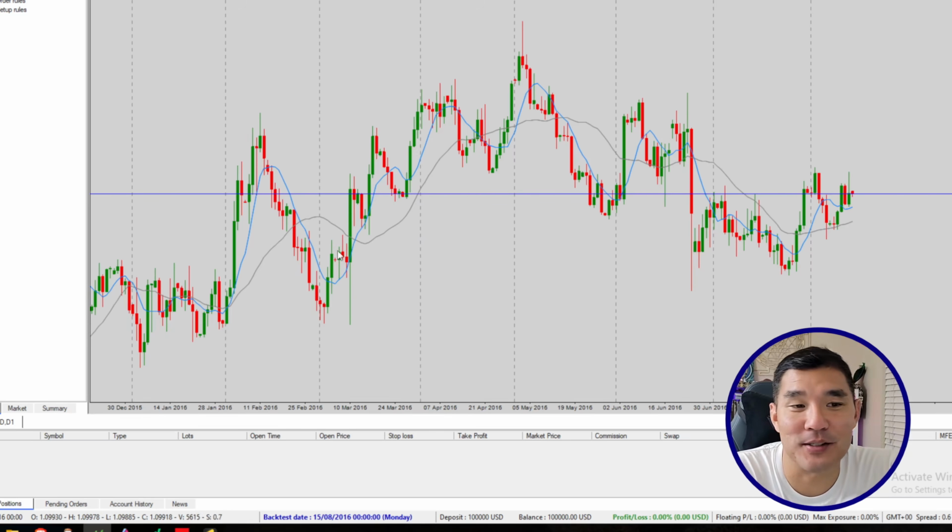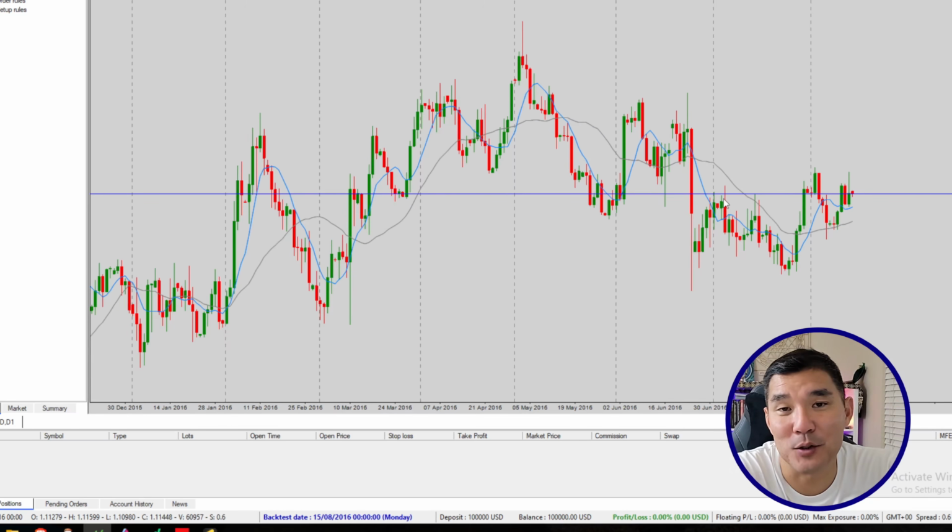And in order to filter out signals, I would only take buy trades if the 8 is above the 25, and I will only take sell trades when the 8 is below the 25. And for sell trades, I'm simply going to sell when price is below the 8, and I'll close out the trade when it goes back above the 8.